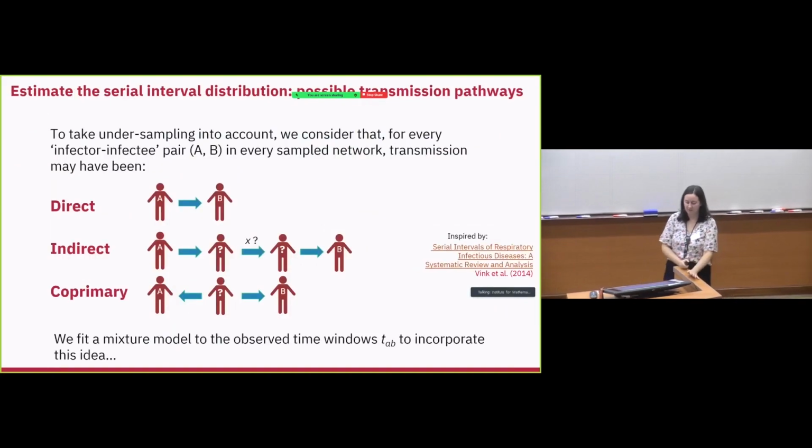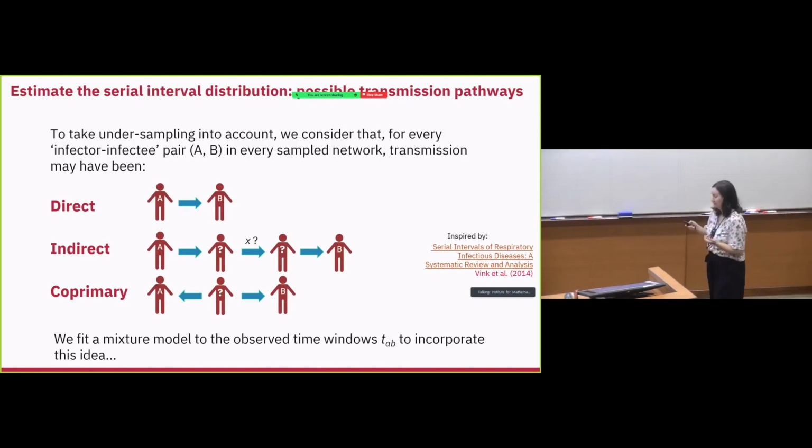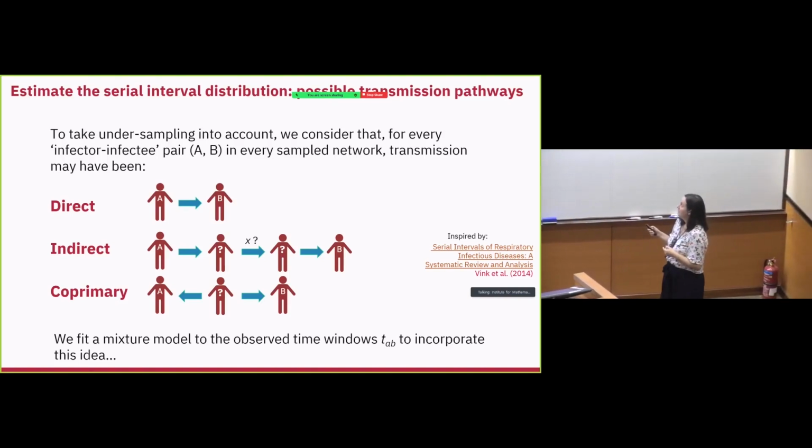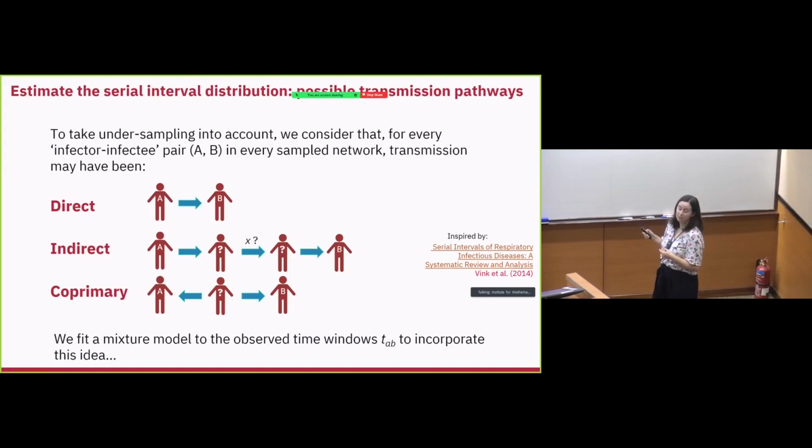So to take into account the fact that we haven't sampled everyone, we're going to consider that all of our inferred A-B pairs might not be direct transmission, like I said before. So we'll consider 3 different cases. The first of these is that maybe A and B were actually direct. Then what we see between A and B is a true serial interval. Great news. Maybe they were direct.